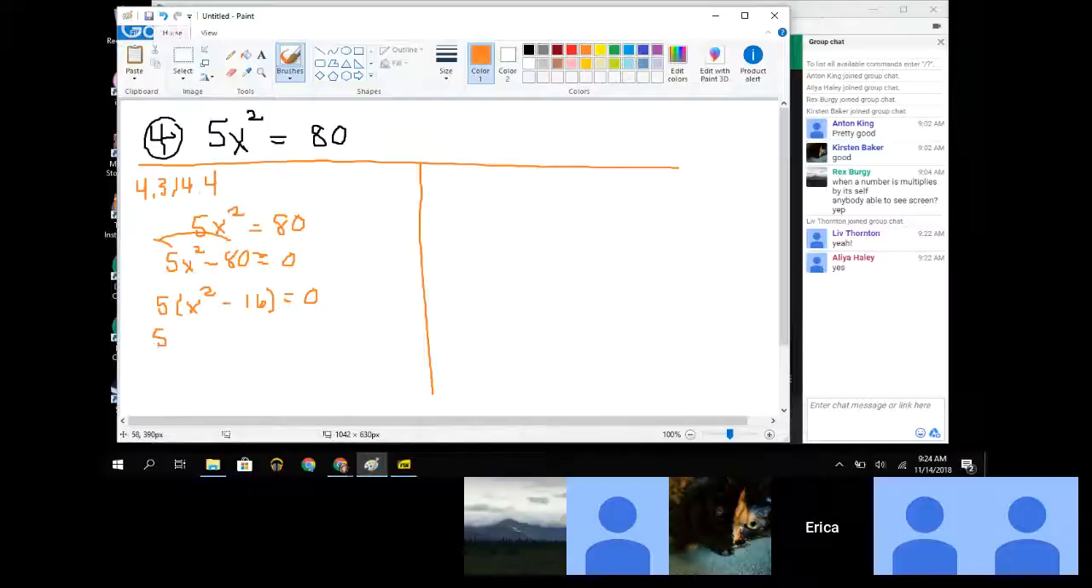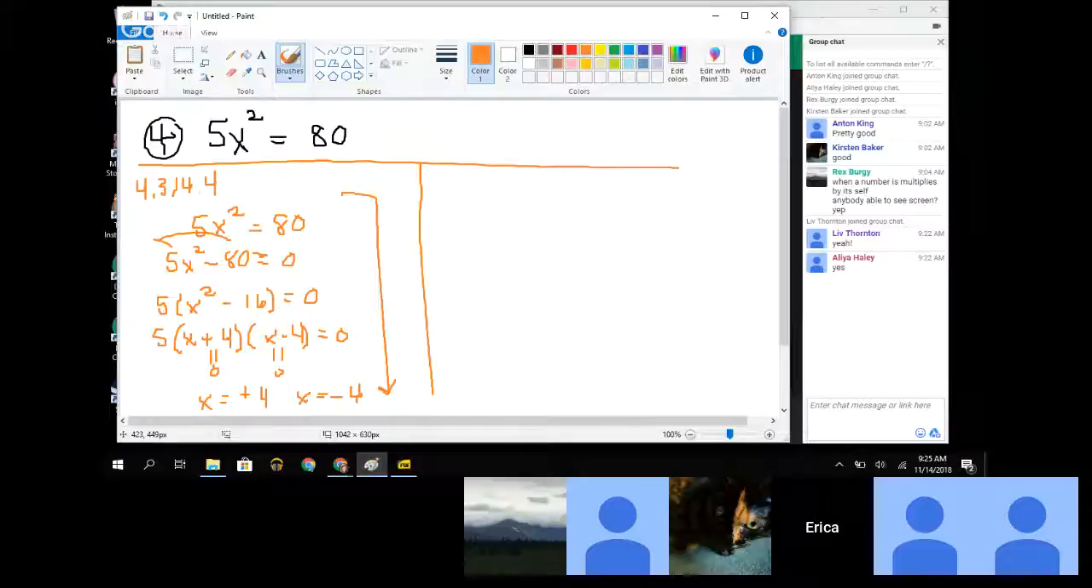So we have 5, and then if we want to factor x squared minus 16, that would be x plus 4 and x minus 4 equals 0. And then one of these two has to equal 0. So either x equals positive 4 or x equals negative 4. I know I did this kind of fast, but this is what we already have done, right? That's how we learn to solve quadratics, is by factoring them.